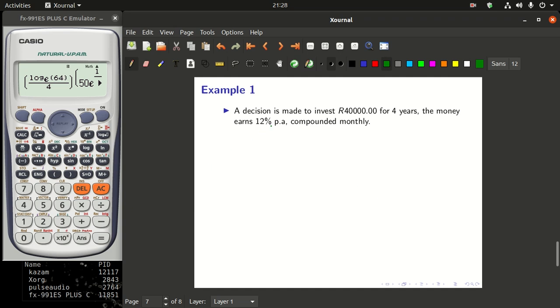Now, a decision is made to invest 40,000 for 4 years. The money earns 12% compounded monthly. What do we actually want to achieve here? Actually, this question is not complete. They were supposed to say: find the value of the investment after 4 years. So that's how this question was supposed to look.